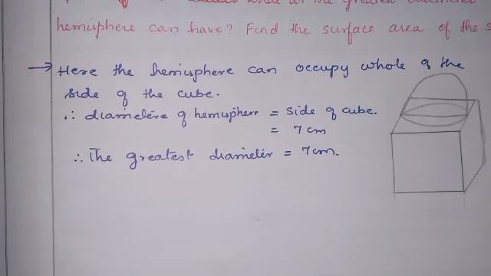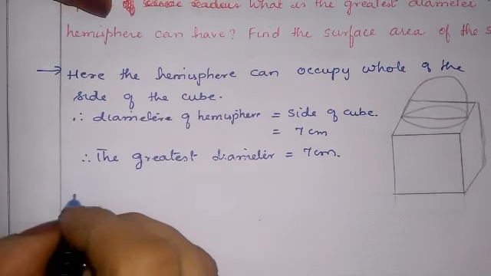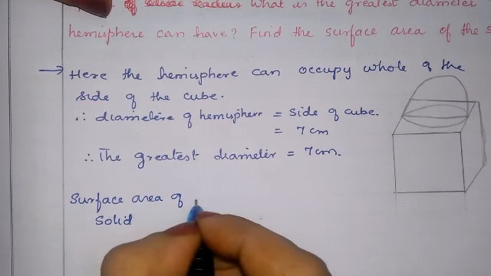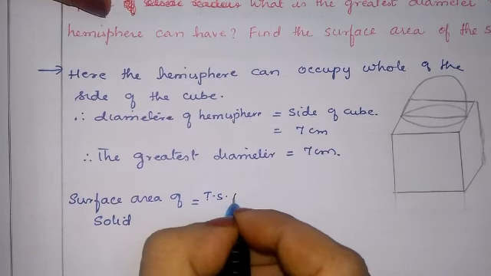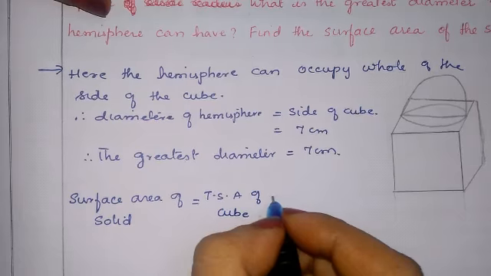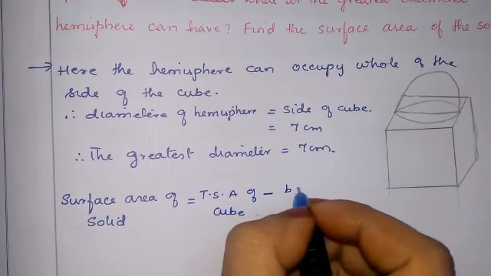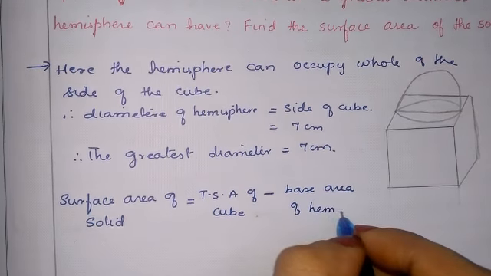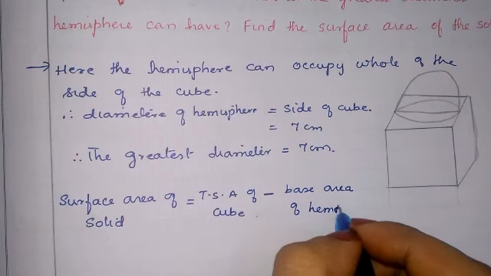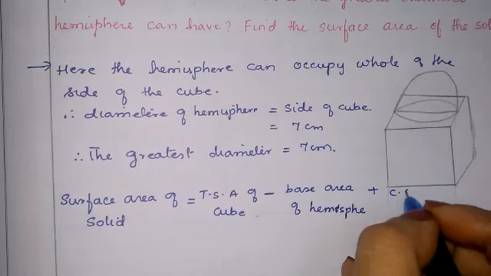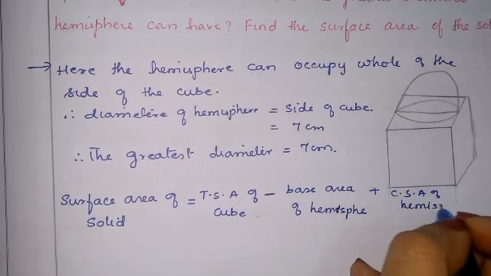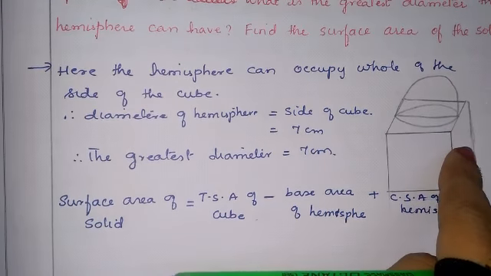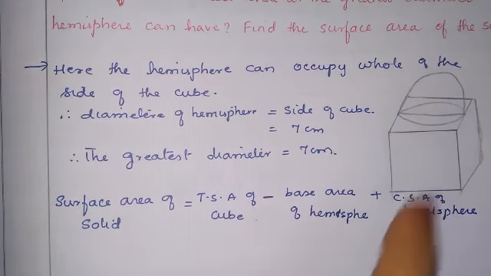Now let us start finding the surface area. Find the surface area of the solid. Surface area of solid is equal to TSA of cube minus base area of hemisphere plus CSA of hemisphere. Whichever area we can touch, all that area we have to write. Just this area we should remove. Then TSA of cube and CSA of hemisphere.